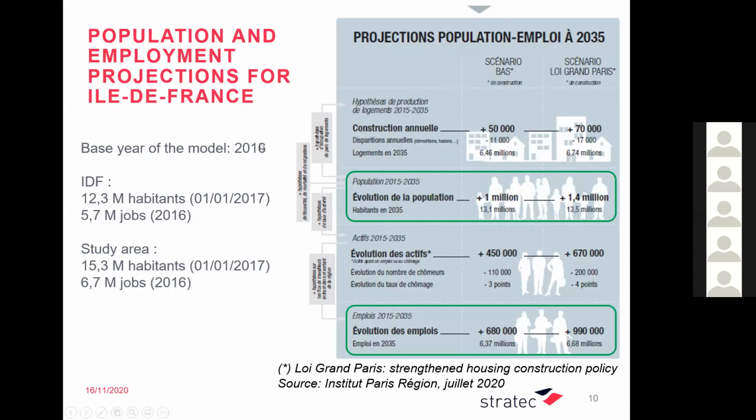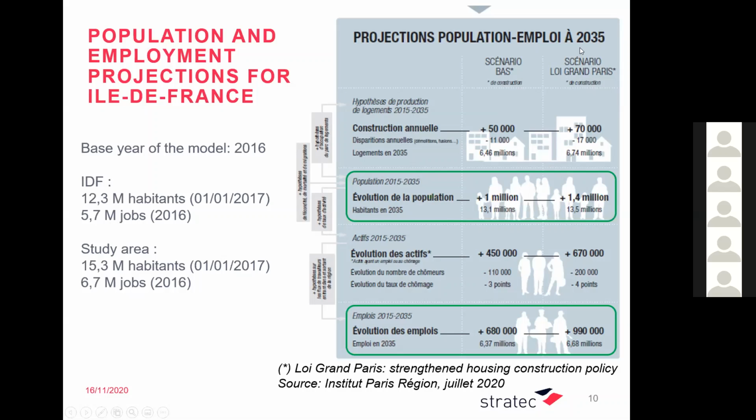jobs. The base year of the model that we are developing is 2016. So in Ile-de-France, there were 12.3 million inhabitants and 5.7 million jobs at that time in the Ile-de-France region. And these are the official projections for population and for jobs at 2035, according to two different scenarios, which are scenarios about housing policies. So a more reinforced housing construction policy, or a lower policy in terms of housing constructions.